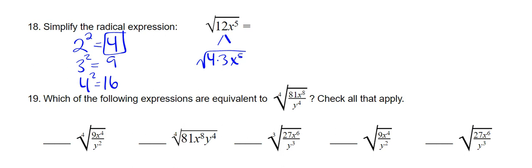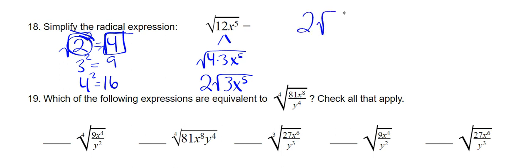And the reason we do that is because when we take the square root of 4, what we get is 2. So that's going to come out and be 2 square root of 3x to the fifth. Then how do we deal with the x to the fifth? Well, there's multiple ways you can do it, but the way I'm going to show you right now is like this.